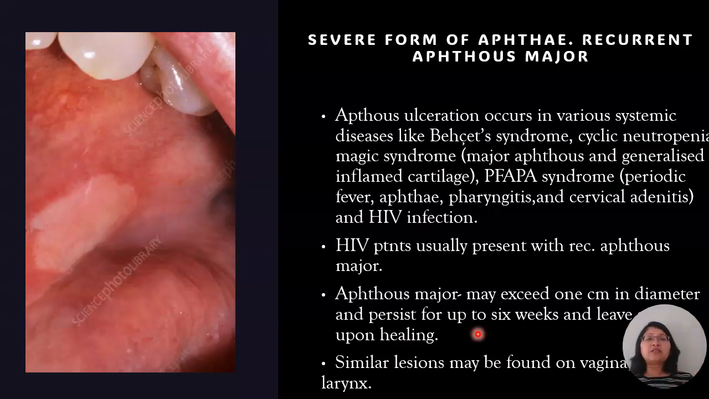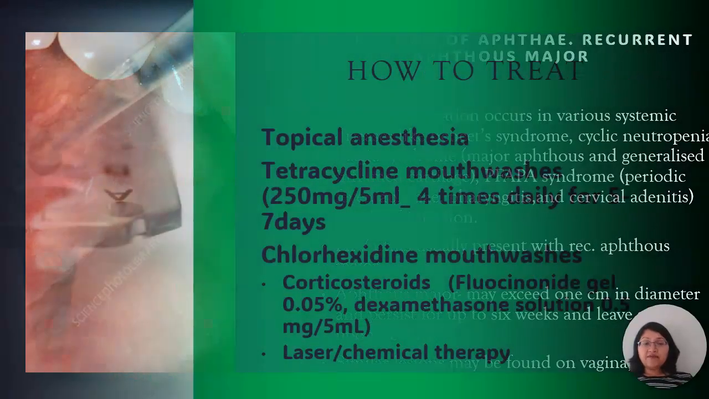Usually an ulcer would not stay for more than 2 weeks, a tiny aphthous ulcer. But if it's a major ulcer, they stay for a longer duration, for at least 6 weeks. That means almost 1.5 months. And they leave a scar also upon healing. They can be found on other sites also. So this is your aphthous ulcer.